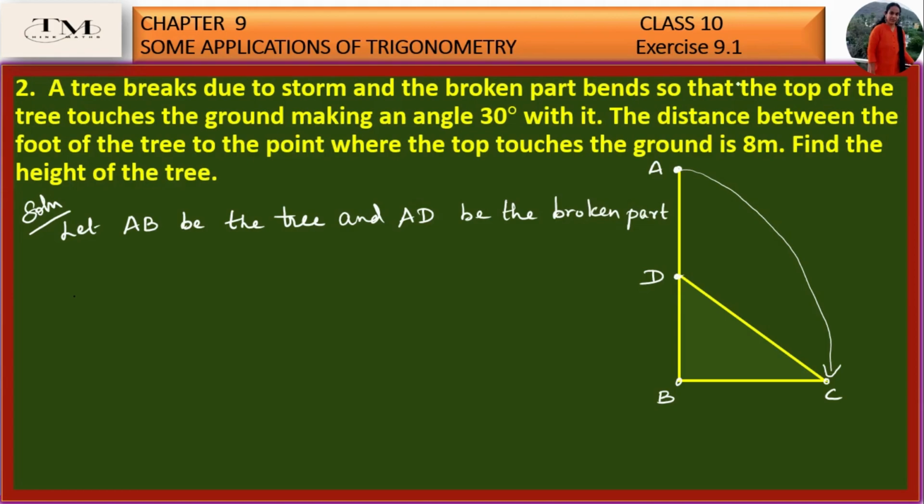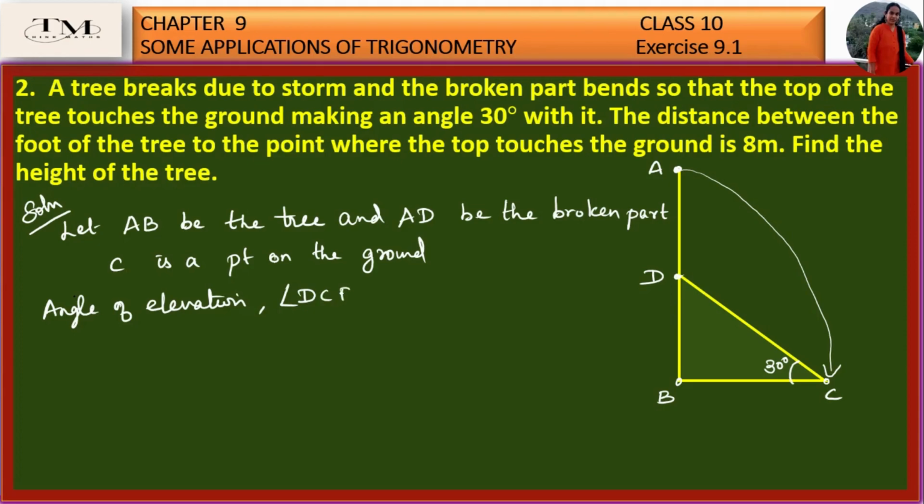So the top of the tree touches the ground, making an angle of 30°. So this A touches the ground. It makes an angle of 30° with the ground. C is a point on the ground. Therefore, the angle of elevation is angle DCB, which is given as 30°.